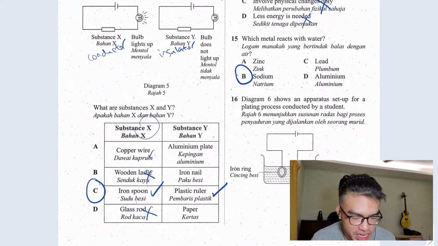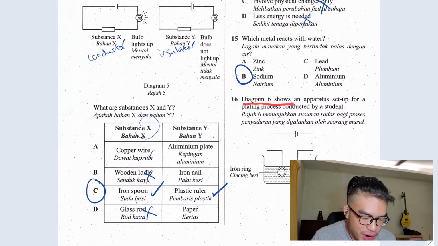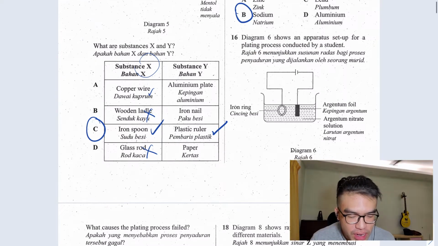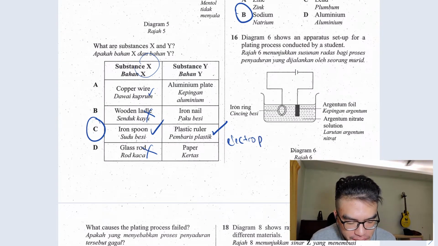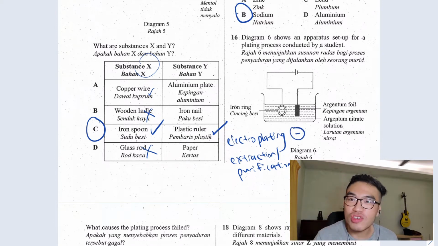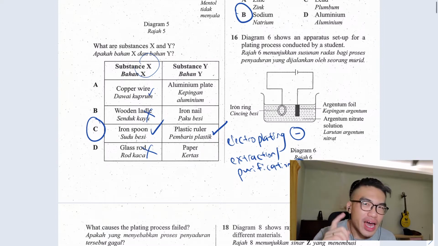Moving on, question 16. Diagram 6 shows an apparatus set up for a plating process conducted by a student. Before I move on here, there are two processes I want you to take note. That would be electroplating and of course extraction, or purification in this case. To electroplate something, you need to put the thing being electroplated on the negative side. To extract something, to purify something, to get pure metal out of something, you have to put that thing you try to extract on the positive side. I believe this is pretty clear.